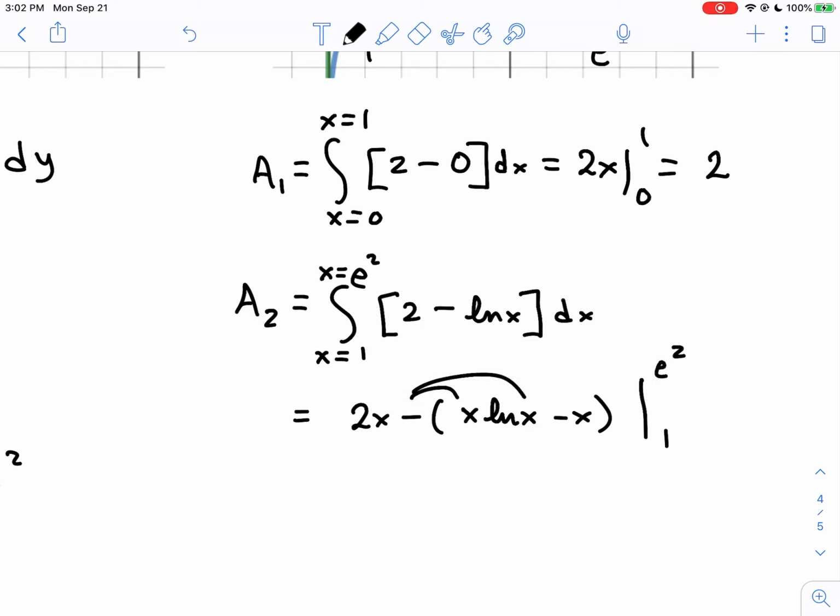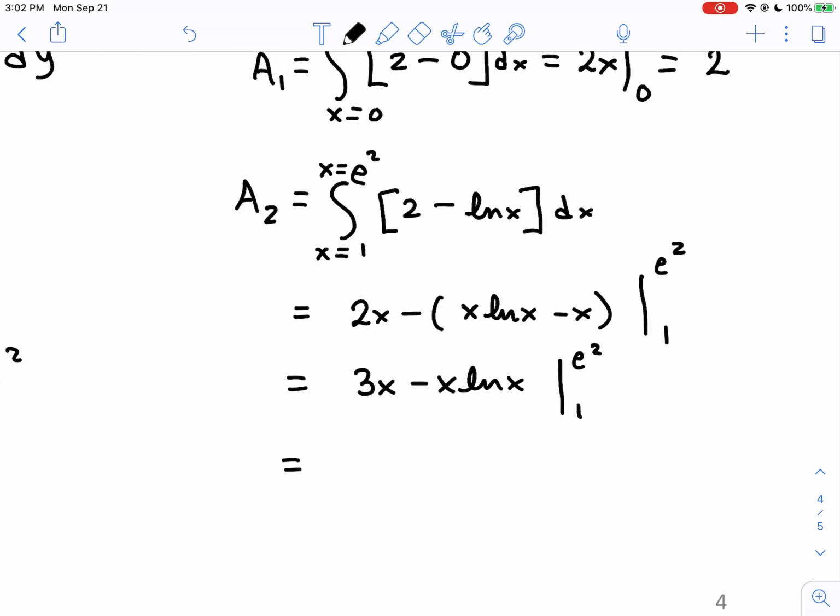If you distribute this negative and combine some terms, this could make things a little bit easier before I do the evaluation. So we're going to have 2x plus x, we're going to have a 3x, and then minus an x natural log of x, evaluated from 1 to e squared. Now let's start plugging in e squared. We get 3e squared minus e squared times natural log of e squared, minus parentheses, we just get 3 minus natural log of 1. All right, let's do some simplifying.